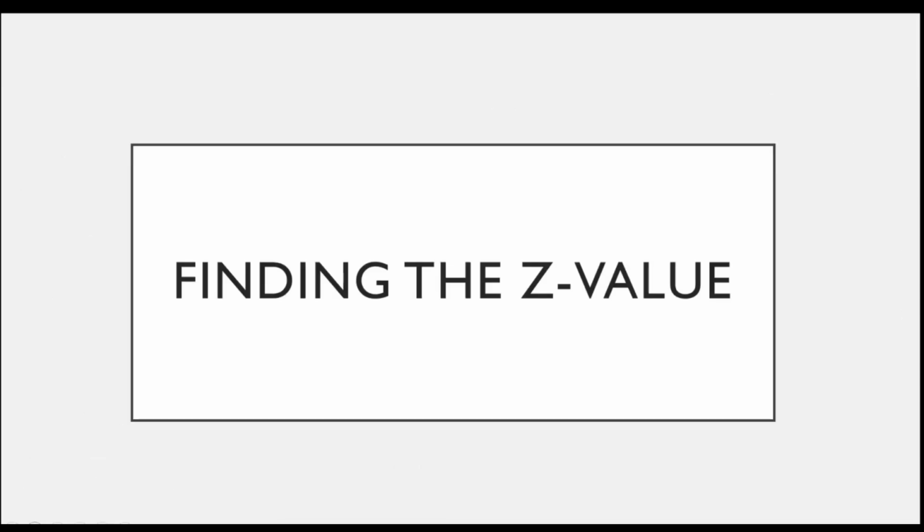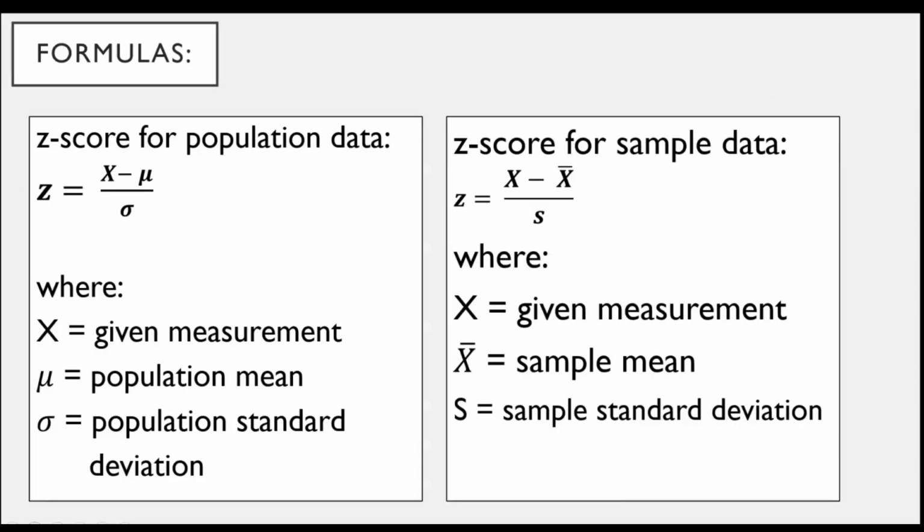Finding the z-value. This is what we're going to do if we want to transform a raw score into a z-score or a z-value. The formula for the z-score for population data is z is equal to x minus mean over standard deviation. For population data, we use the Greek letter mu for the population mean and the Greek letter sigma for the population standard deviation. And we use the capital letter X to represent our given measurement or our raw scores.